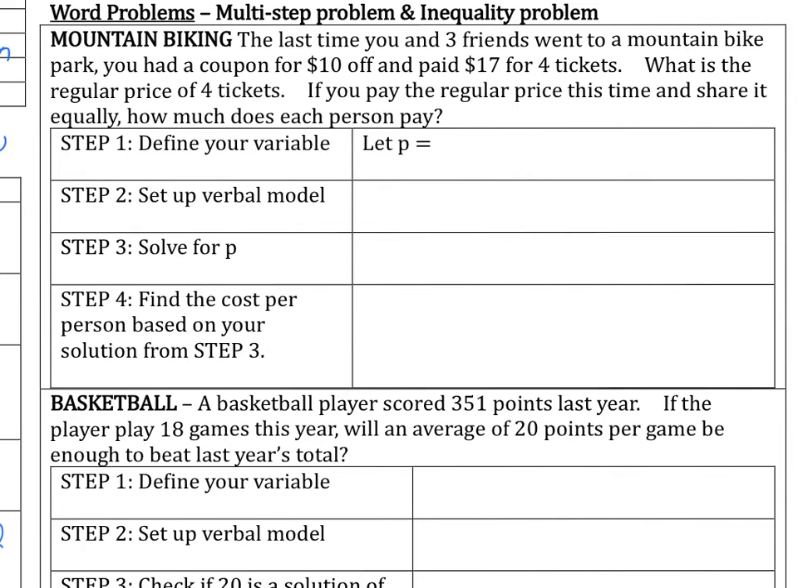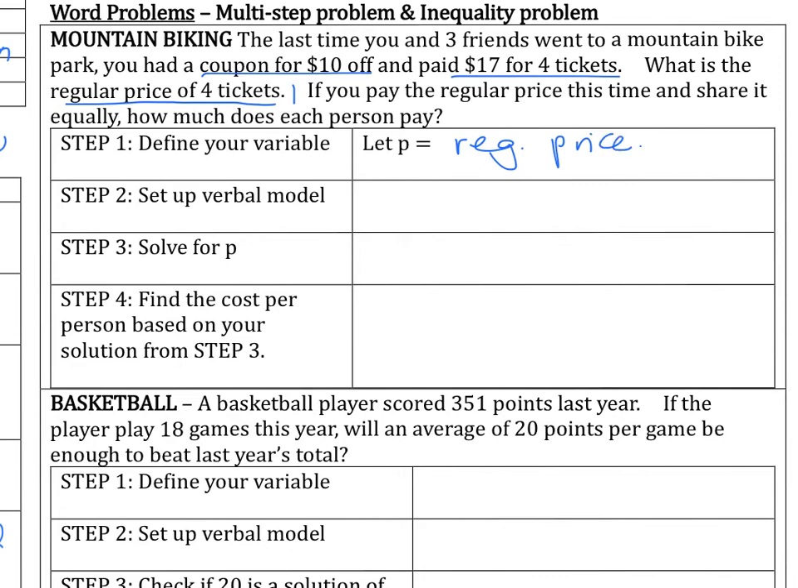Word problems. Multi-step problem and inequality problem. Mountain biking. The last time you and 3 friends went to a mountain bike park, you had a coupon for $10 off and paid $17 for 4 tickets. What is the regular price of 4 tickets? I'm going to stop here. Let R equal the regular price.